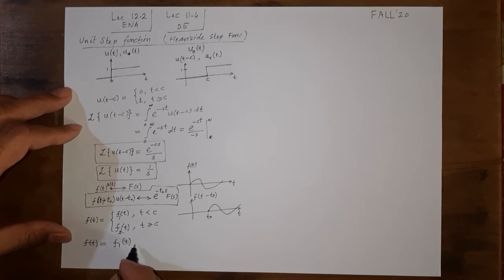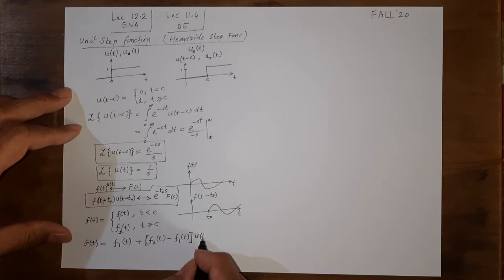This is the function for all time, except that after c this function f1 of t is not there. So we can write it in this fashion. There may be other ways of writing it, but f2 of t comes after c, but f1 of t goes out after c, and we can multiply this thing by u(t minus c).